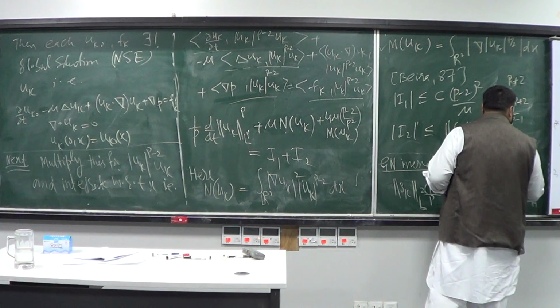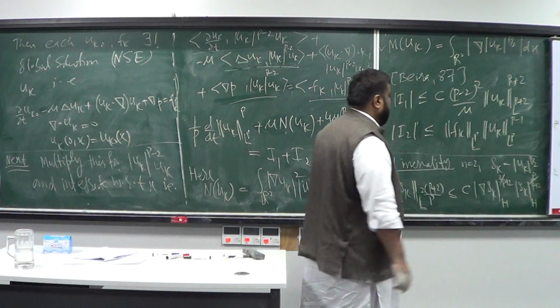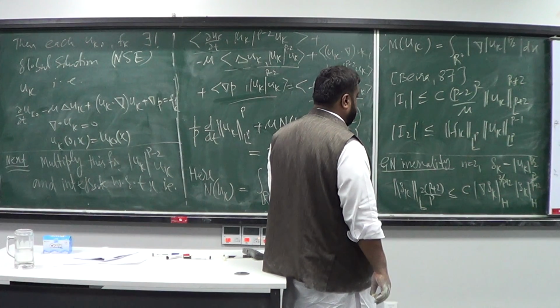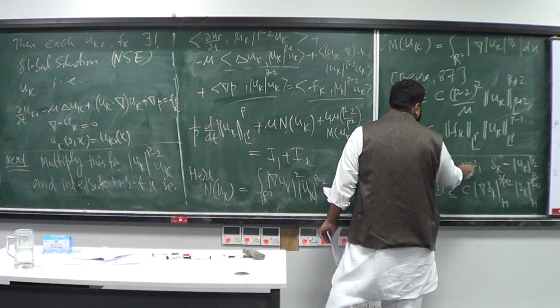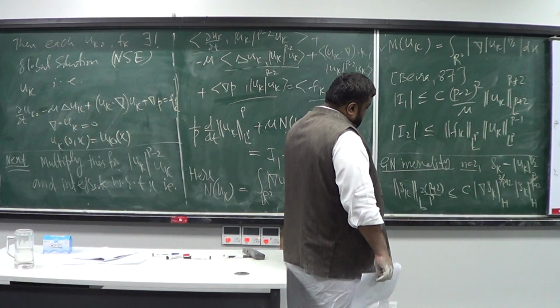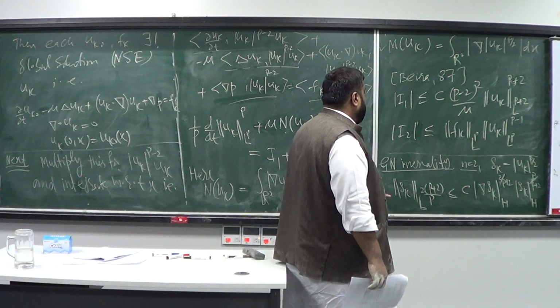Okay, so p over p plus 2. This is the version of the Gagliardo-Nirenberg inequality that we need to use in two dimensions. Again, you need to take j equal to 0 and m equal to 2.